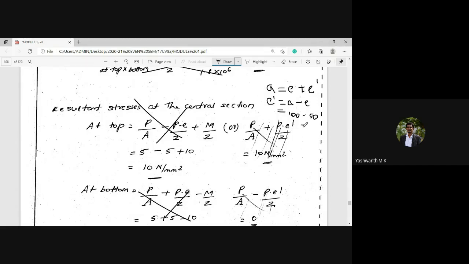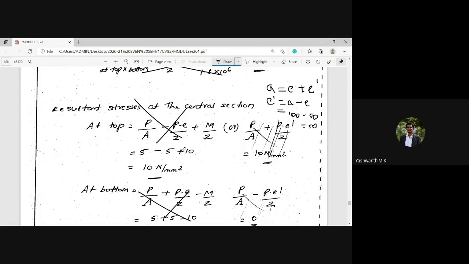So hence E dash will become 50. What is that E dash meaning? Shift of pressure line from the central axis of the section is 50 mm. So that you need to substitute here. Okay, so that is, you know P, you know A, you know the pre-stressing force, E dash you know, and Z you know. Therefore the answer is 10 Newton per millimeter square.